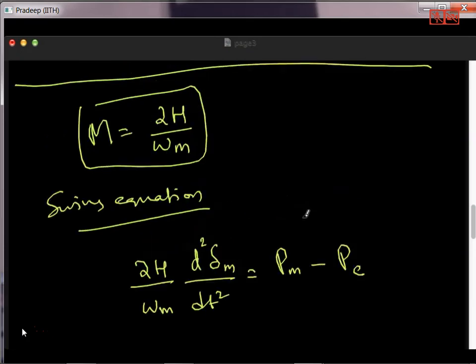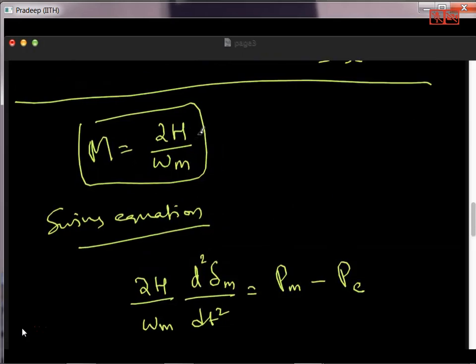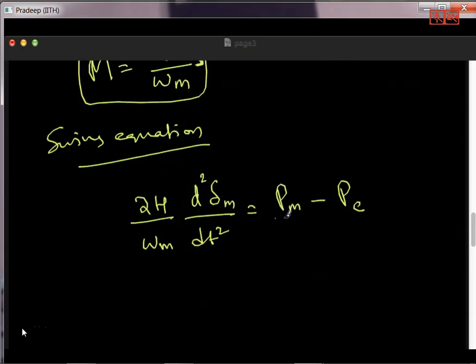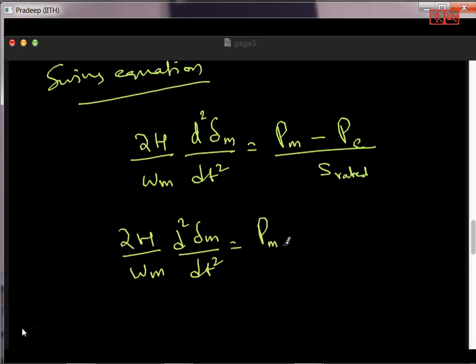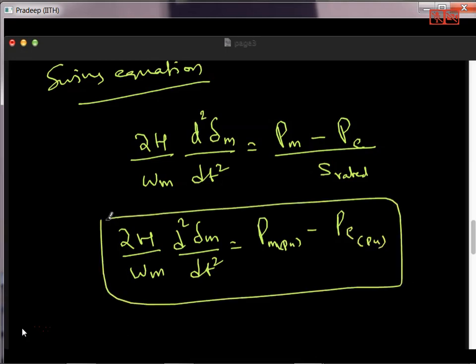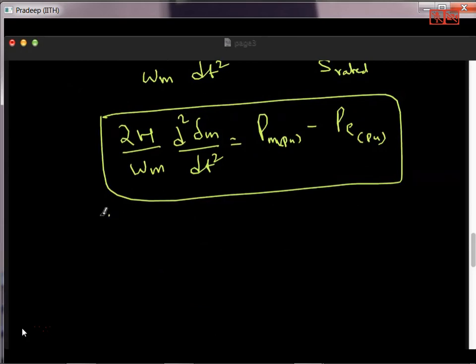By the way, here I forgot to mention, here it will be S rated also into S. So that S that was here will now come here. So what is the mechanical power divided by the rated power? Similarly, what is the electrical power divided by the rated power? Nothing but it will be the per unit value. So 2H by omega_m, d²δ_m by dt² is equal to Pm in per unit minus Pe in per unit. So like this, I'll get a final swing equation. So this is the swing equation of a machine.